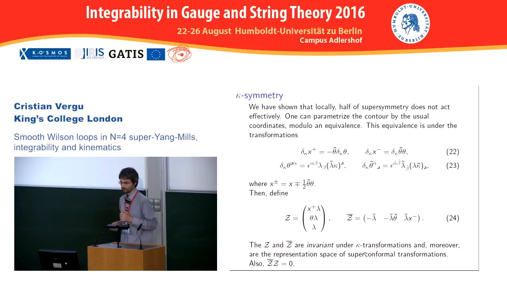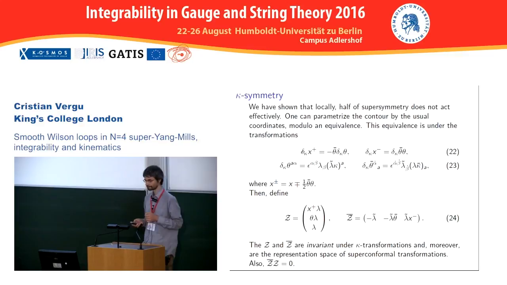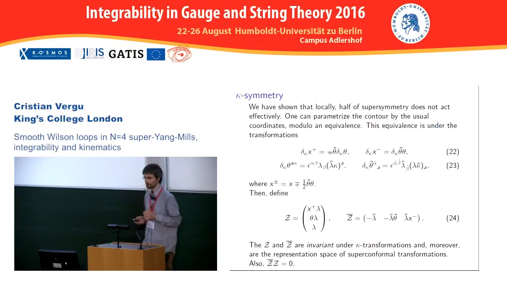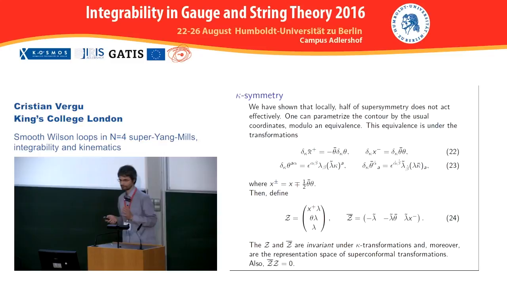The equivalence I showed you on the previous slide can be written in this more general case, like this, where I defined this x plus and x minus in this way. So you notice that, in a sense, the parametrization of the path in terms of this x and theta coordinates is superfluous, because I have an equivalence. So the path that differs from the initial one by such a transformation should be considered as gauge equivalent.